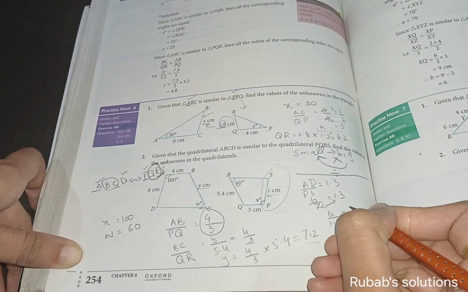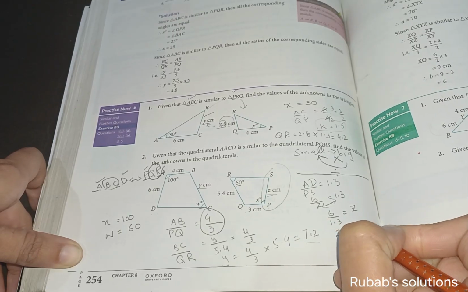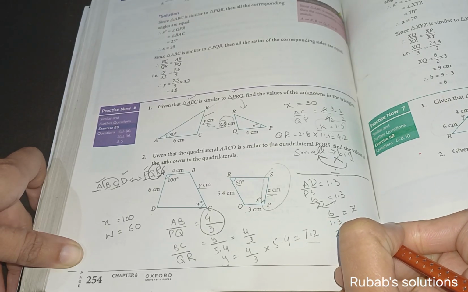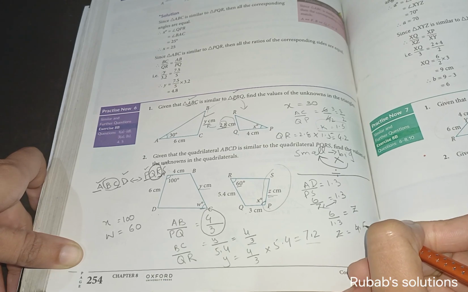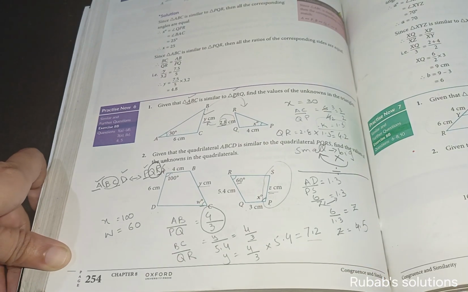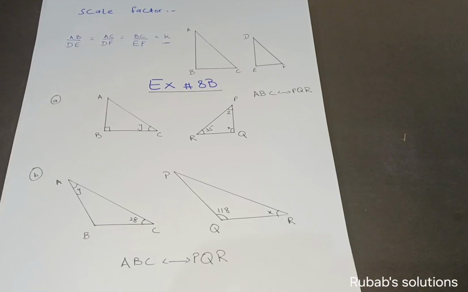1.3 is equal to Z, and the answer is, the value of Z is 4.5, sorry, 4.5. I hope the concept is clear. Now moving towards the exercise.